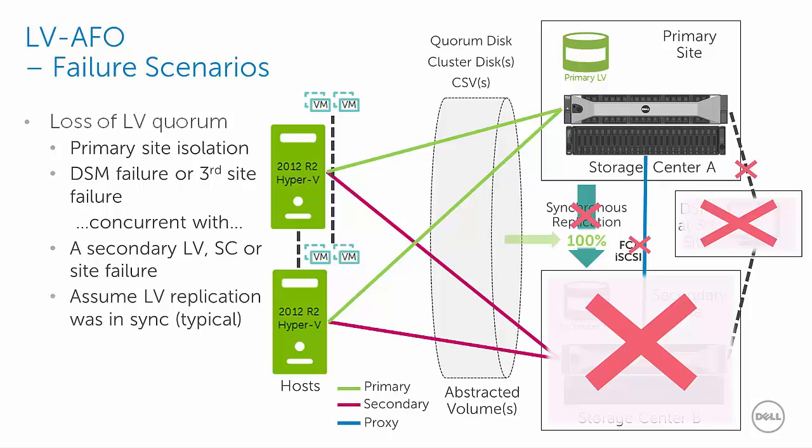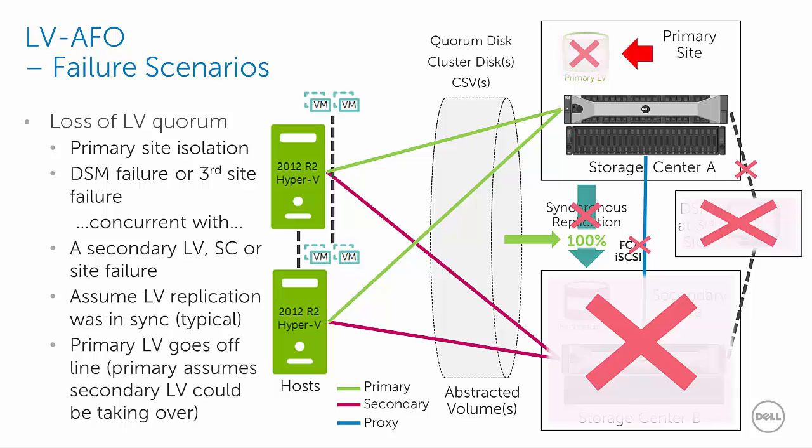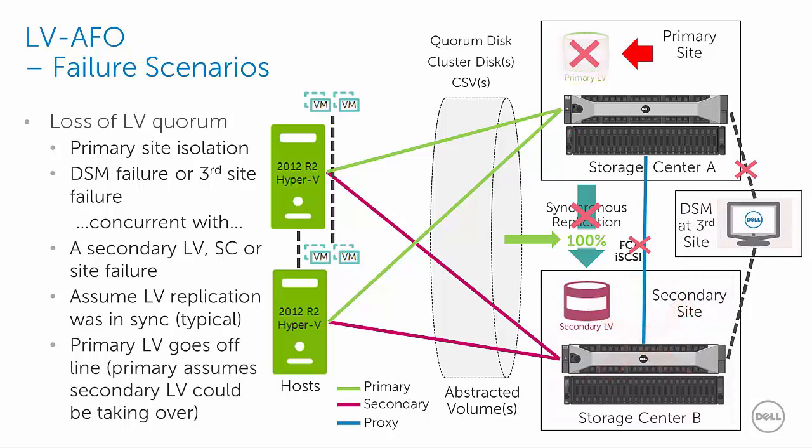If we assume that the live volume replication is 100% in sync, which is going to be typical in most cases, at the time of the quorum loss, the primary live volume will go offline. This is because the primary live volume must assume that by becoming completely isolated, the DSM and secondary site are still online, and that the secondary live volume might now be taking over as primary.